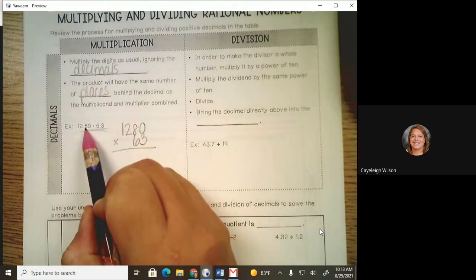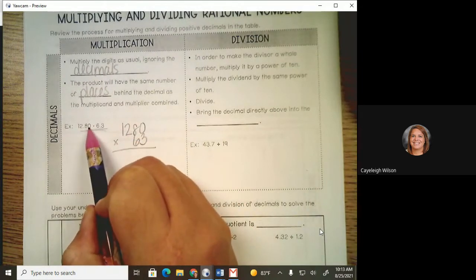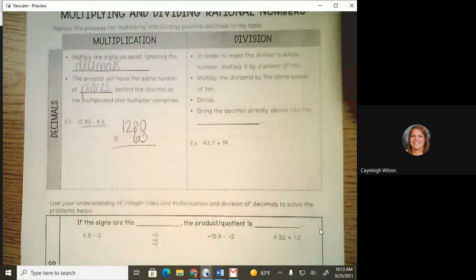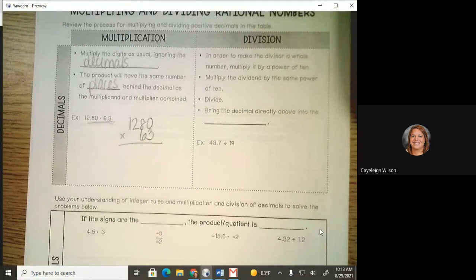It's got 1 and 2, so 3 decimal places. So my answer is going to have 3 decimal places. Okay. And then I just multiply it regular and put my decimal place back in. And we'll get to that in a minute.